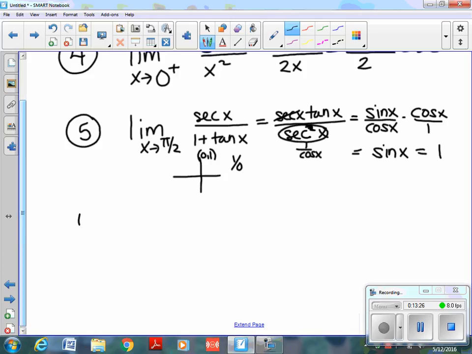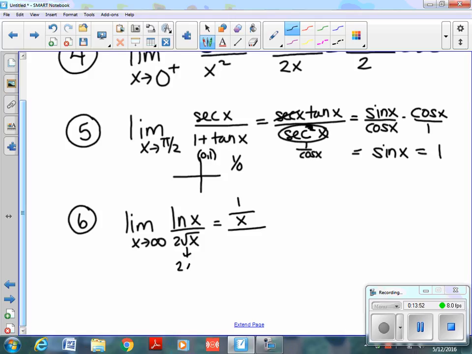I'm going to give you one more. I don't know how many more I'm going to do. The limit as x approaches infinity, as x keeps getting bigger, of the natural log of x over 2 square root of x. I take the derivative of the natural log of x. Remember, it's the derivative over the original, 1 over x. The derivative of 2 square root of x: remember that this is 2x to the 1/2. I bring the 1/2 down, it's x to the negative 1/2, which is 1 over the square root of x, which ends up being the square root of x over 1.